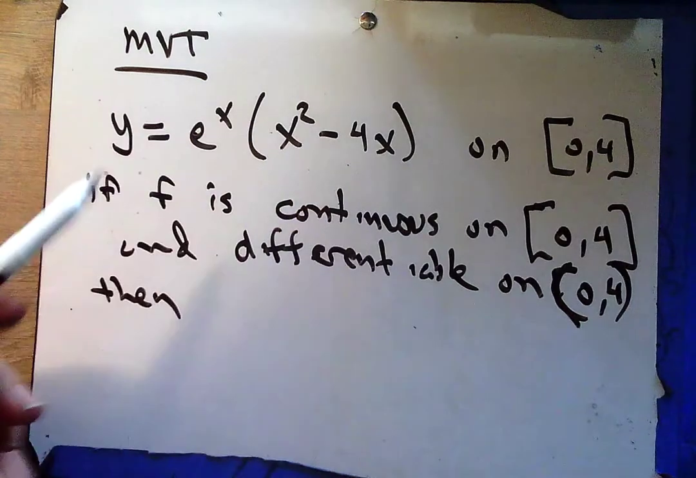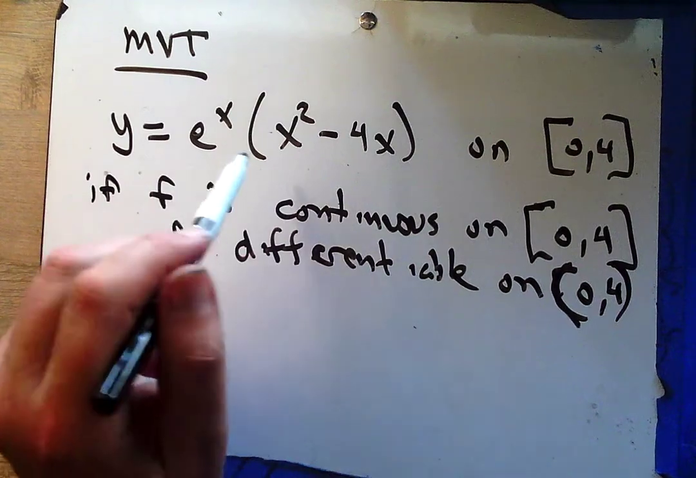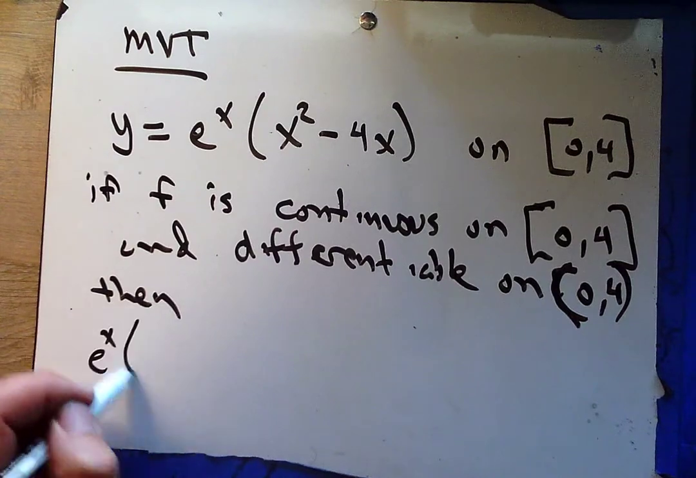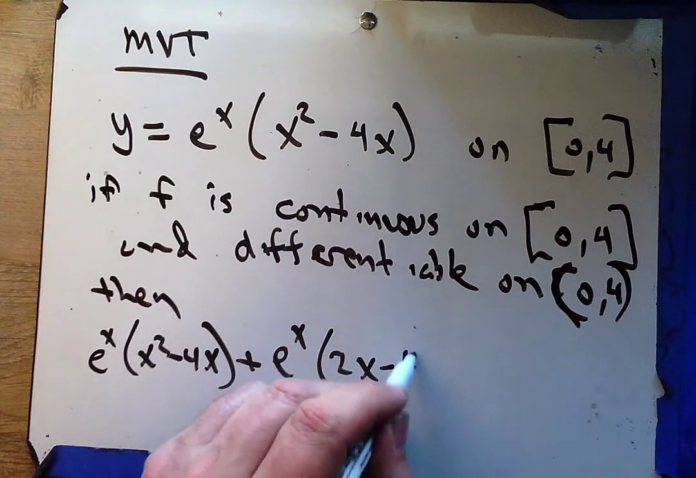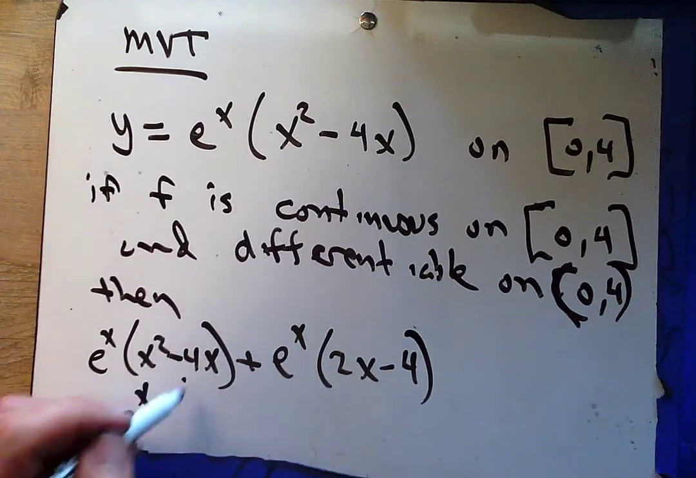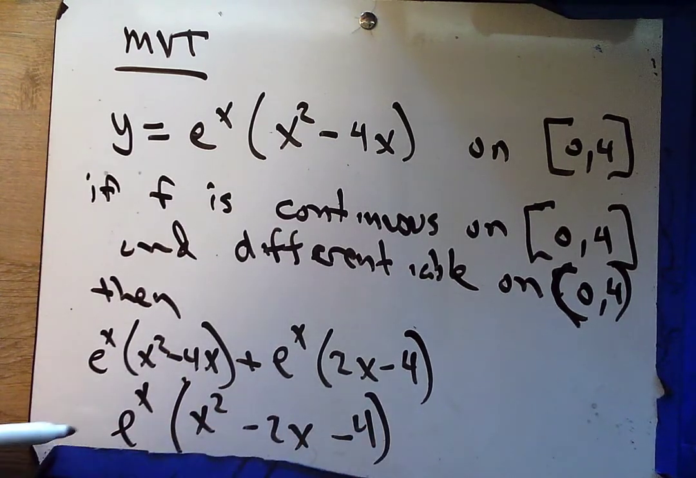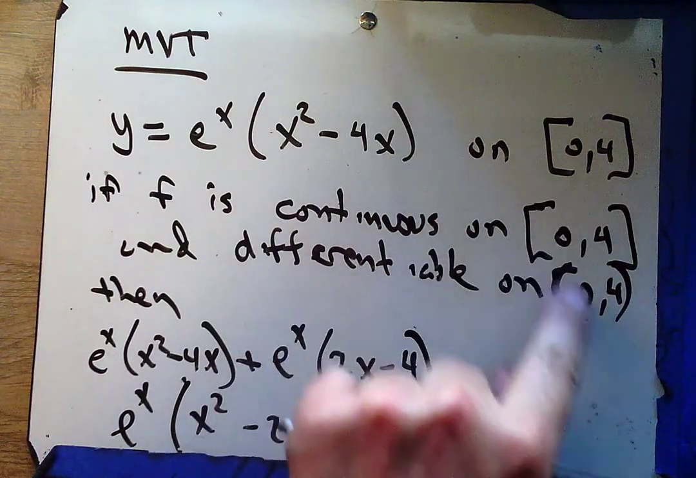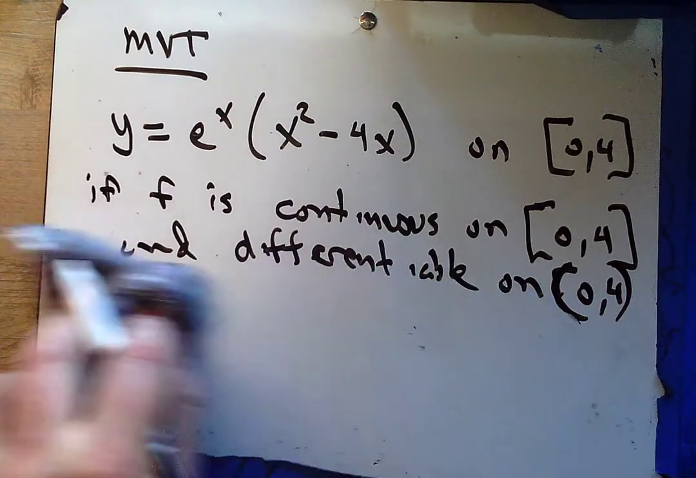What about differentiable? Well, the function is first continuous on that interval. Great. And can you take a derivative here? Does the derivative exist everywhere here? Sure. We know that derivative is e to the x squared minus 4x plus e to the x times 2x minus 4, or e to the x times x squared minus 2x minus 4. So here's our f prime. Look, this exists everywhere. That exists everywhere. So f prime exists everywhere, certainly on that interval. All right. So we've met the preconditions.